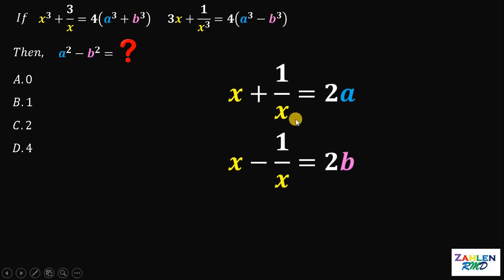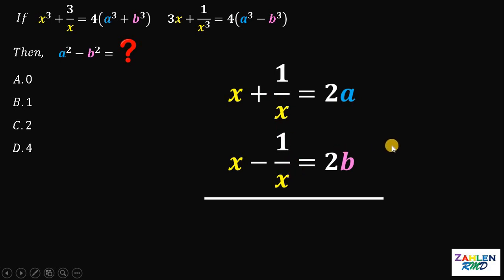Now, let's focus on these two results. We have x plus 1 over x equals 2a, and x minus 1 over x equals 2b. Now, don't forget our goal. Our goal is just the value of a squared minus b squared. Now, how do we get the value of a squared minus b squared? Now let's focus on these two equations. Notice that we have a positive 1 over x and negative 1 over x. Again, it tells us that if we add these two equations, this term cancels out.